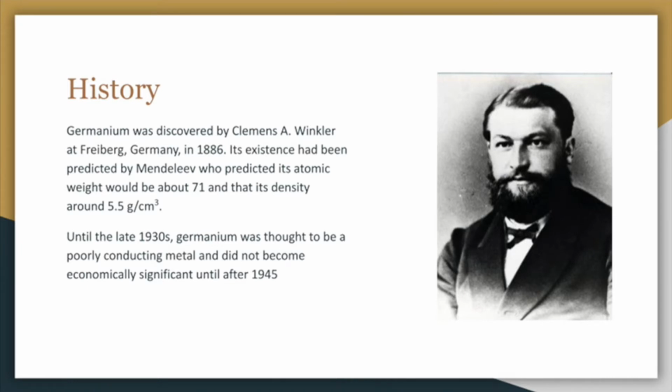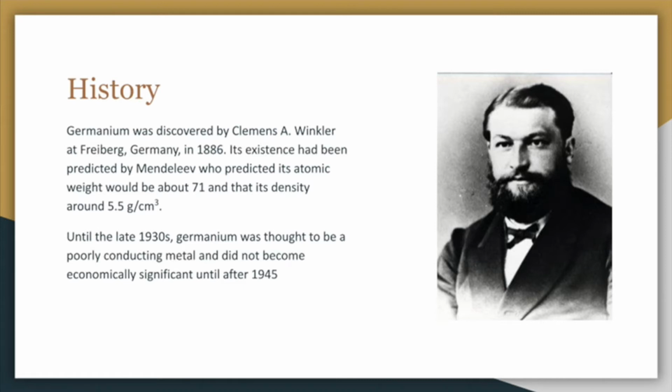Its existence had been predicted by Mendeleev, who predicted its atomic weight and density. In September 1885, a miner working the Himmelsfürst silver mine near Freiburg came across an unusual ore. It was passed to Albin Weisbach at the nearby mining academy, who certified it was a new mineral and asked his colleague Winkler to analyze it. He found its composition to be 75% silver, 18% sulfur, and 7% he could not explain.